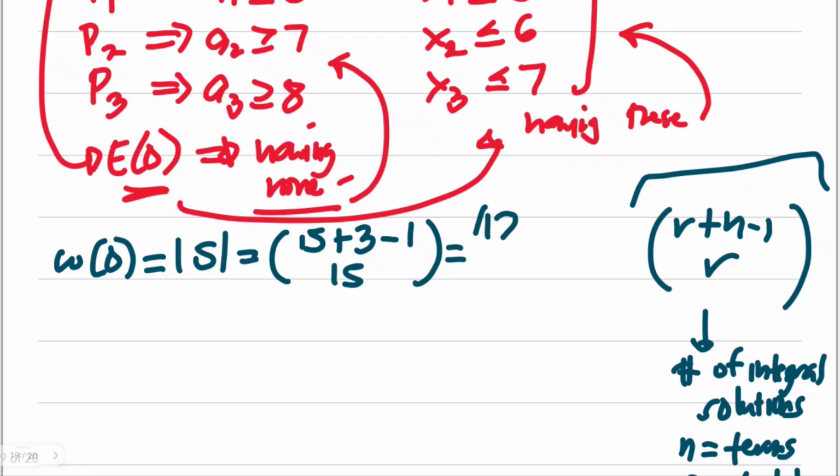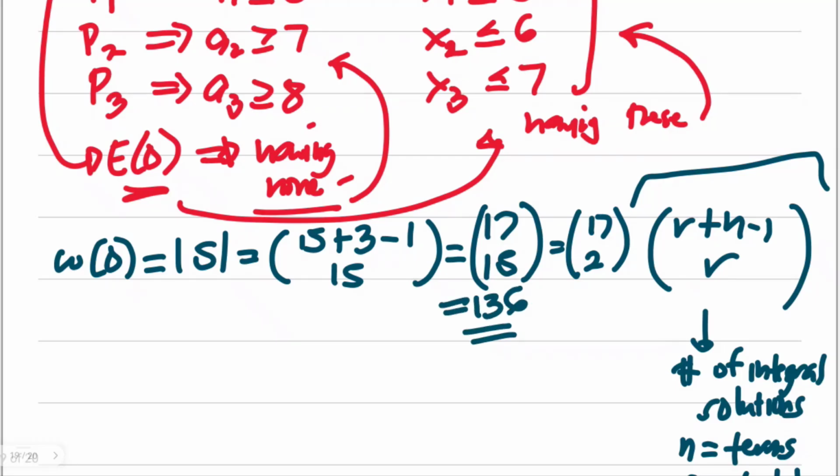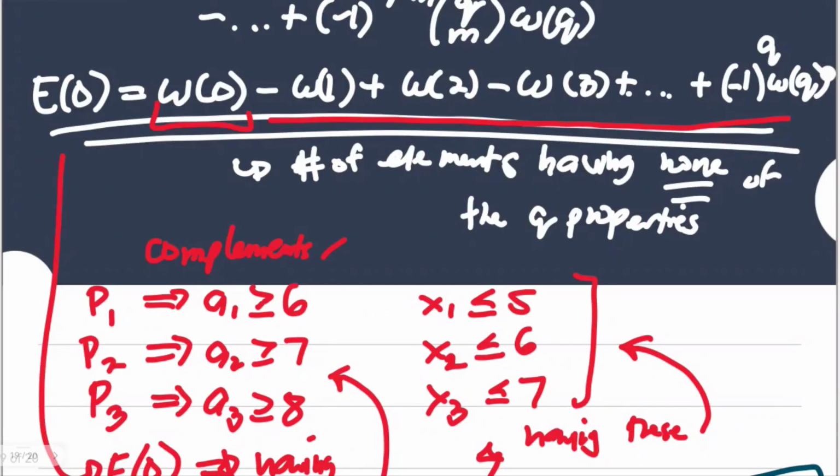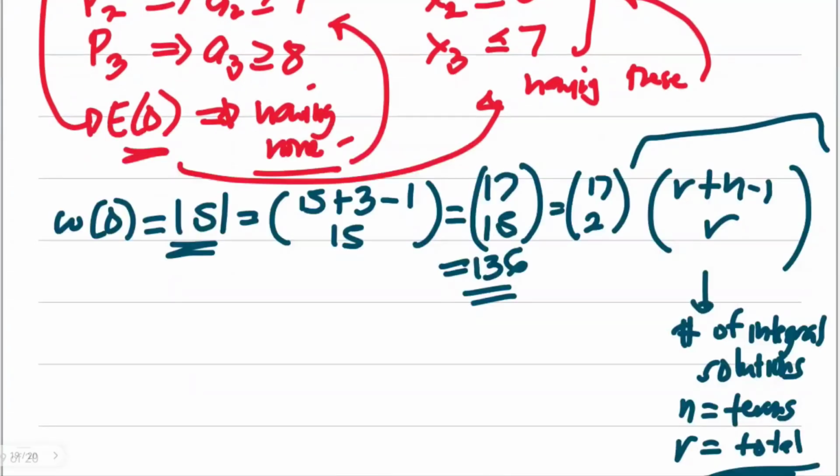17 combination 15, which is also equal to 17 combination 2, right? So you can come up with a result of that. So let us have here 17 combination 15 or 17 combination 2. You have here 136 as your result. 136. Now, that's for our omega of 0, because it's already given that it should be the cardinality of S. How about the omega of 1?